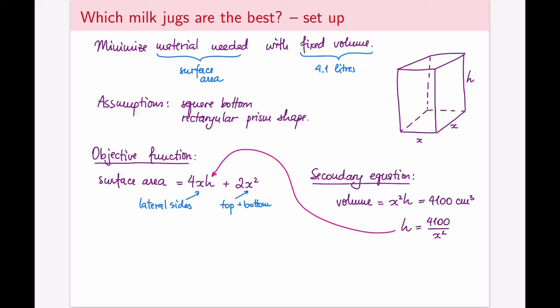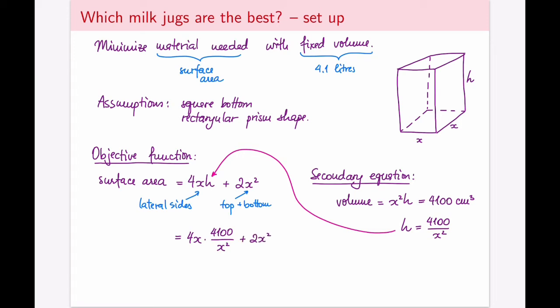That is totally valid as well. However, this will likely take more time to then work with as a function. Okay, so what do I have here? I have 4 times x times h, but now my h is replaced by this expression. So 4,100 divided by x squared plus 2x squared.